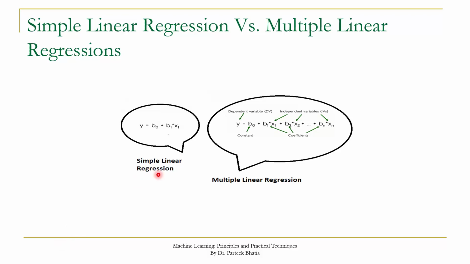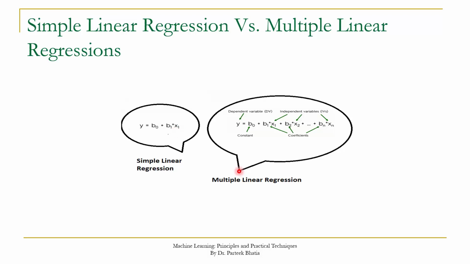We know that in case of simple linear regression, we can calculate the value of dependent attribute y by using this equation, which is b0 plus b1 x1. Here x is the independent attribute and y is the dependent attribute. b0 is the constant while b1 is the coefficient or slope of the line. In simple linear regression, we have only 1 input attribute, and in this case this is x1.